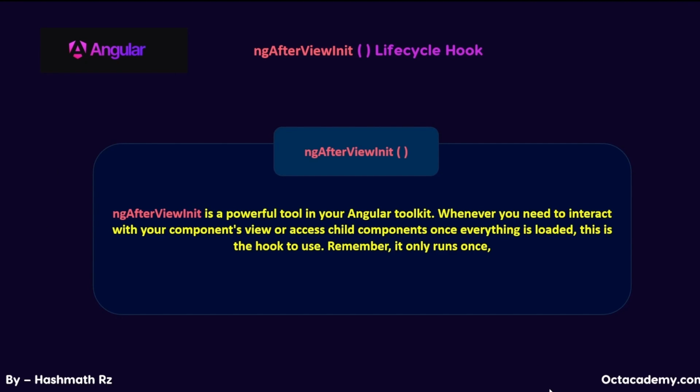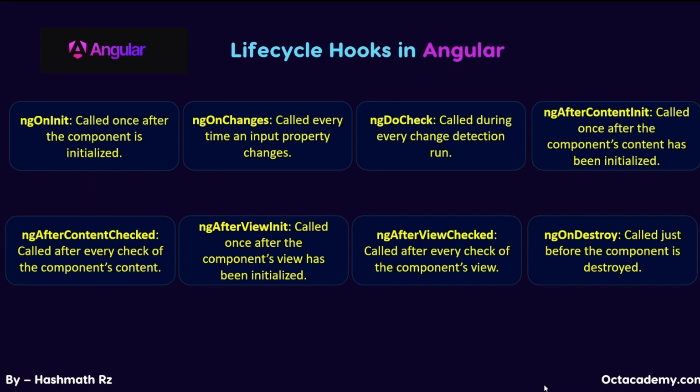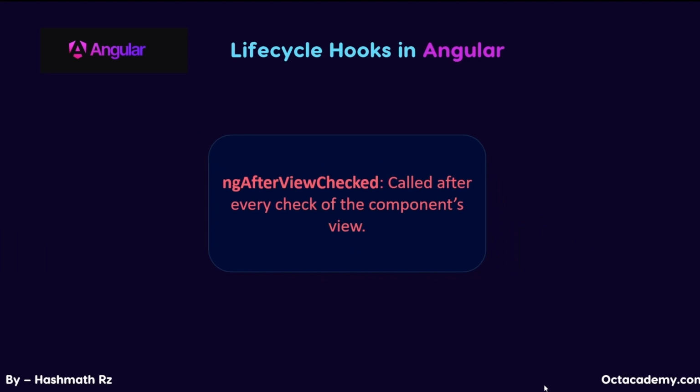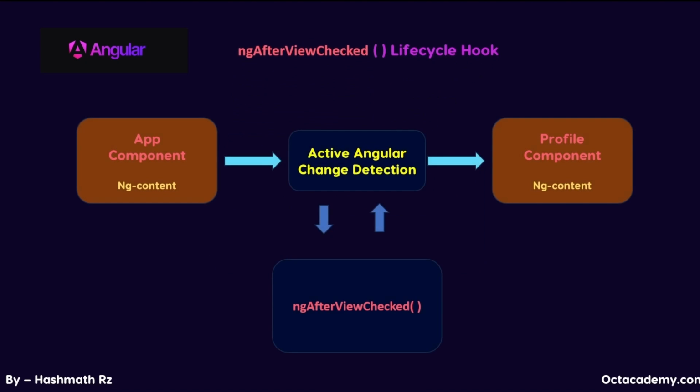Alright guys, in the previous lecture we covered ngAfterViewInit. So let's move on to the next lifecycle hook, ngAfterViewChecked. This one is crucial when it comes to handling changes in the view after it's been initialized. So guys, what exactly is ngAfterViewChecked? This lifecycle hook is called after Angular has checked the component's view and its child views for any changes. This means that every time Angular does its change detection for your component's view, ngAfterViewChecked is triggered.